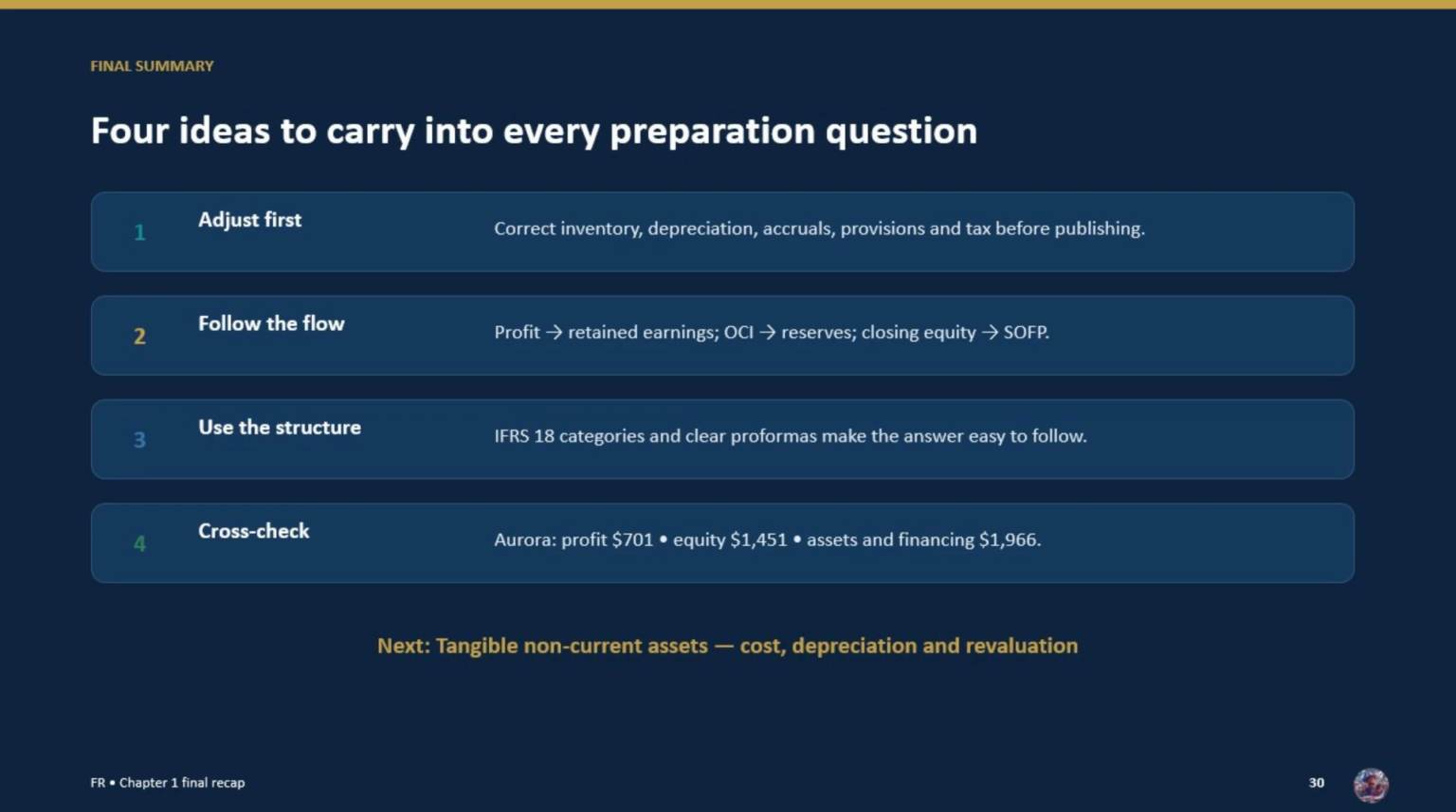But Aurora still leaves us with an important question. How did the land increase from 300 to 400? Why did the gain bypass profit? And what happens to depreciation after an asset is revalued? That is exactly where Chapter 2 begins. Tangible non-current assets, cost, depreciation, and revaluation. I'll see you in the next chapter.